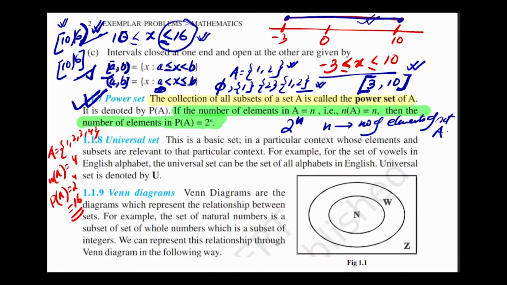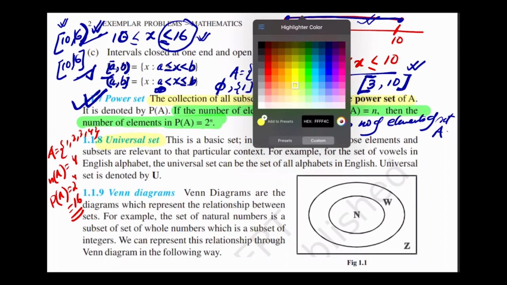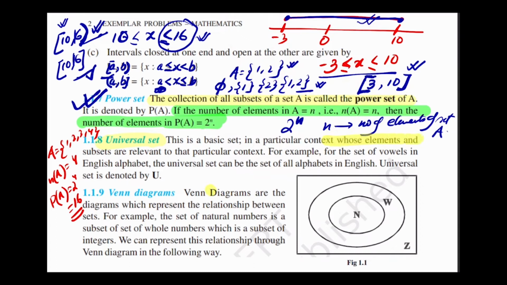Now the next part, as you can understand by the name, is the universal set. What is a universal set? The word universe means everything. So it's an imaginary kind of concept: a set which contains everything is known as a universal set. Now it depends on the sets we consider, and each set we can make universal.